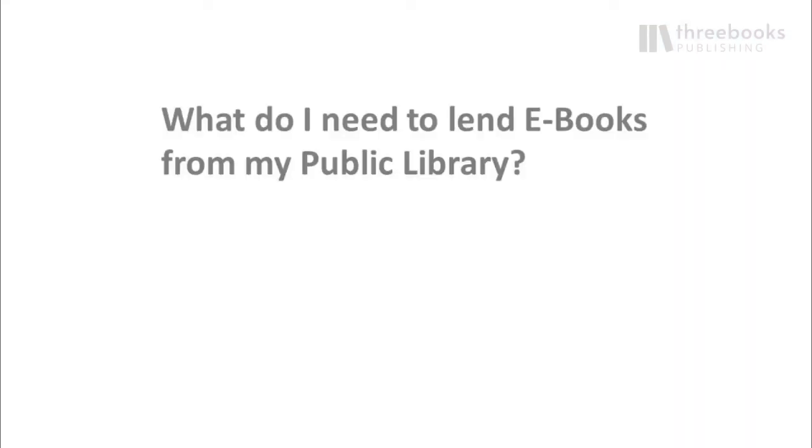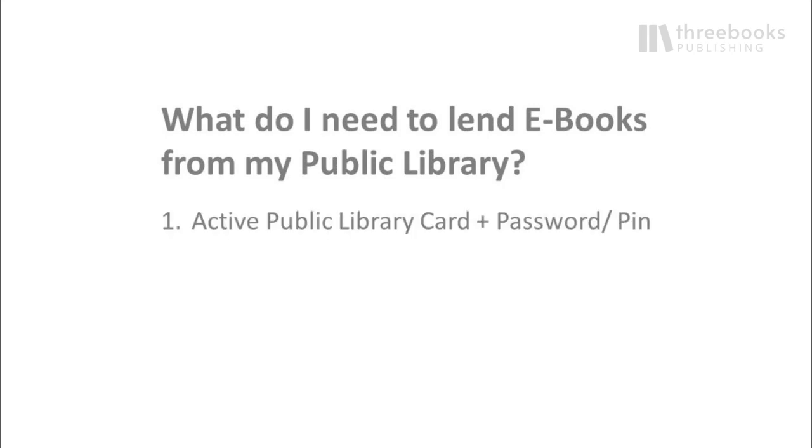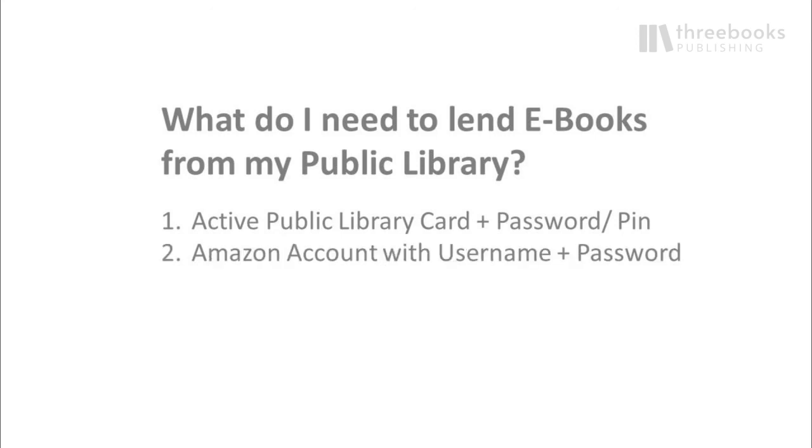Here's what you need to lend ebooks from your public library. First, an active public library card and a library password, your PIN. This is the same password that you use to log into your library account. Second, your Amazon account with your email address and your password. Third, a Kindle e-reader like your Paperwhite or an Oasis or another one. Fourth, a computer, laptop or other device with internet access on which to find and borrow Kindle ebooks.